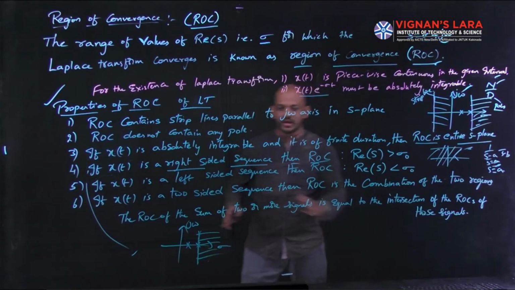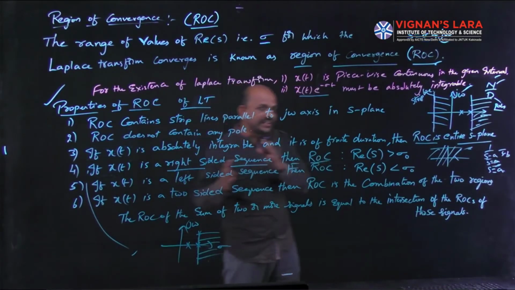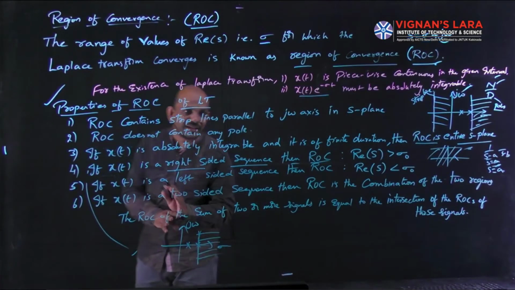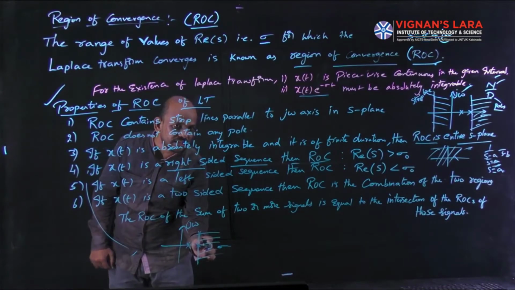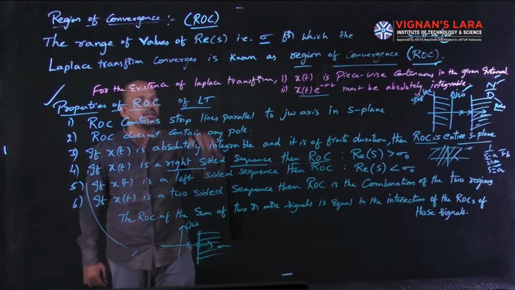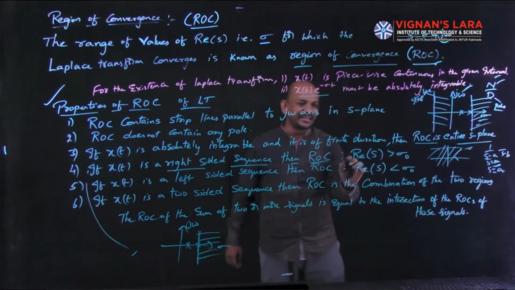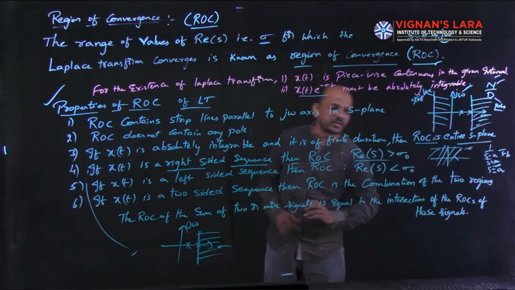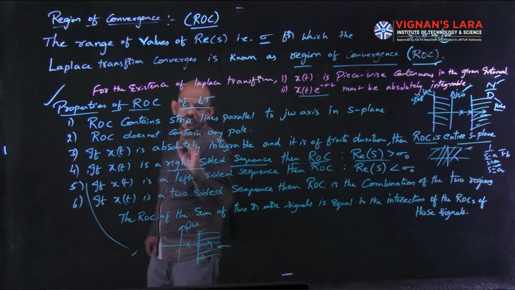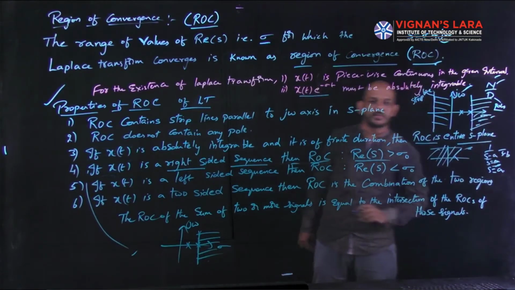So the ROC is to the right side of the rightmost pole, and in this ROC we don't contain any poles. If you take the ROC from this point, then this pole will be included in the ROC, so we have to take the rightmost pole. Or simply we can write like this: the real part of S should be greater than sigma naught. That is the value on the sigma axis, greater than that one.